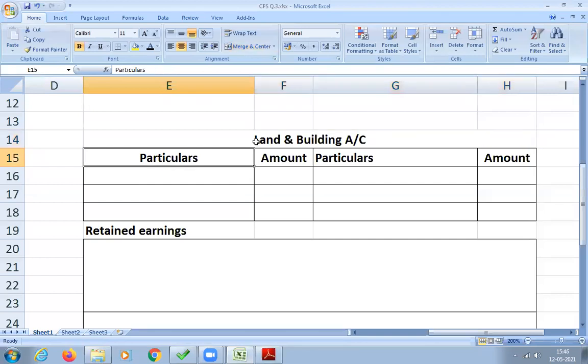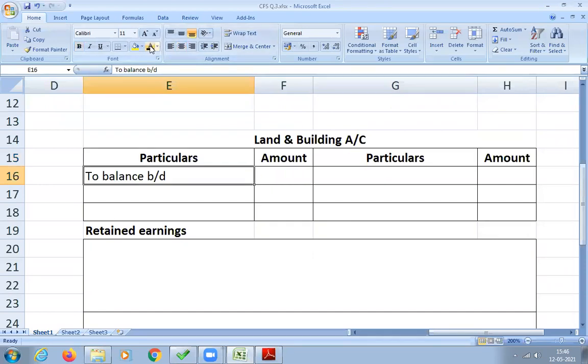All of you prepare the table quickly. Four rows and four columns. A small table, you prepare fast. Done. Yes, sir. So right now, first the balance brought down.